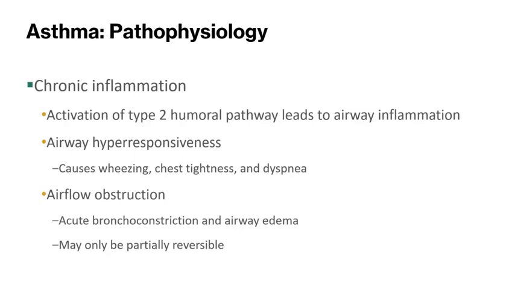Asthma pathophysiology. Asthma is chronic inflammation. Its activation of the type 2 humoral pathway leads to airway inflammation. There is airway hyperresponsiveness that causes wheezing, chest tightness, and dyspnea. There is also airflow obstruction with acute bronchoconstriction and airway edema, and it may only be partially reversible.